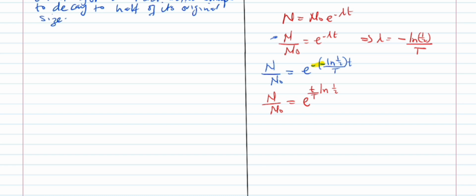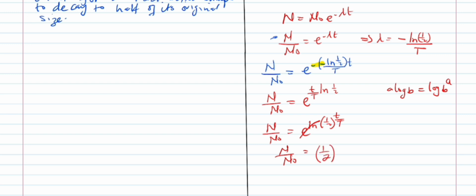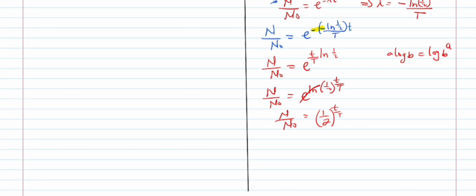So if we apply the law of logarithm, remember that a log b would be equal to log b to the a. So N over N naught is equal to e^(ln(1/2) t/T). So you can see that this would cancel out this. So N over N naught is equal to 1 over 2 to the power of t over T. This can also be written as, if we apply the law of indices, N over N naught is equal to 2 raised to the power minus t over T.